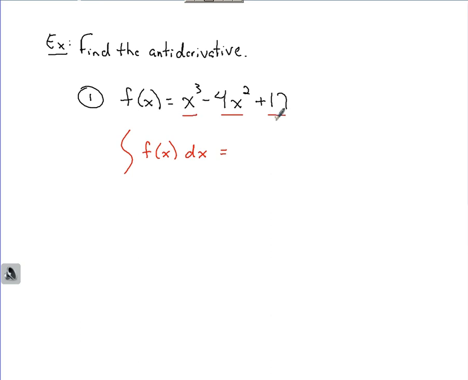that we now know. For x cubed, all I'm going to do is add 1 to the power, make it x to the fourth. I'm going to take the reciprocal of 4, which is 1/4, place that in front as the new coefficient.